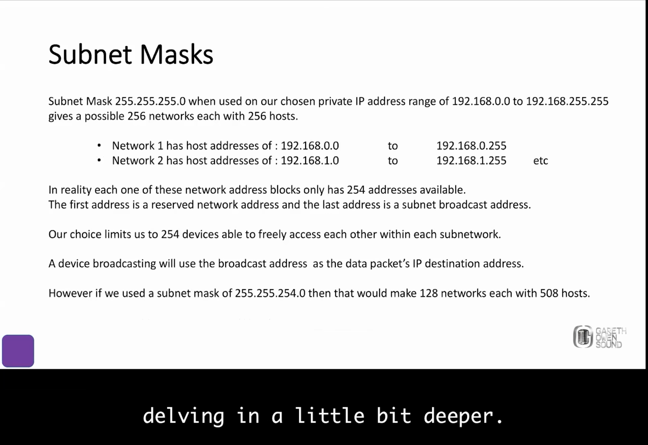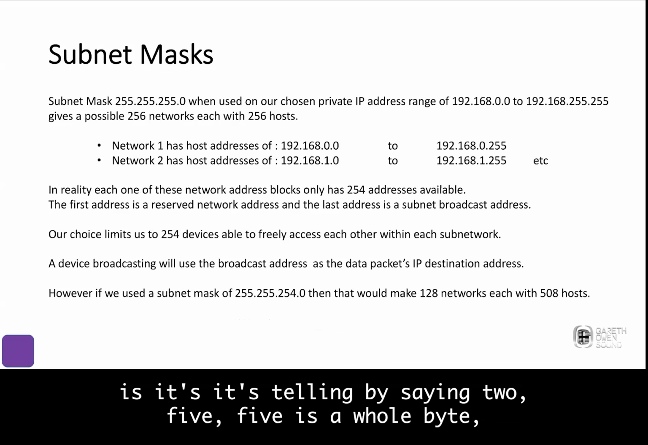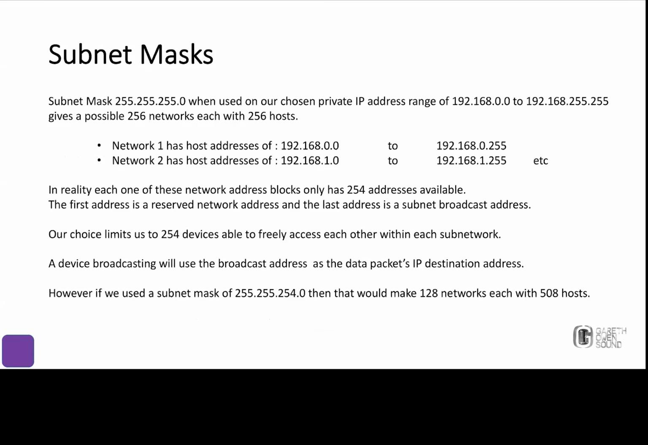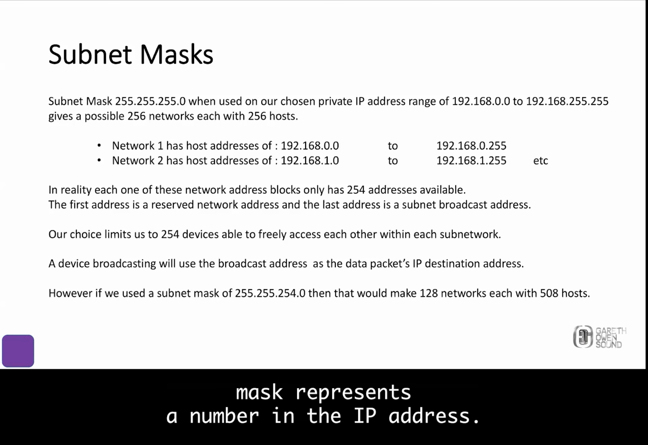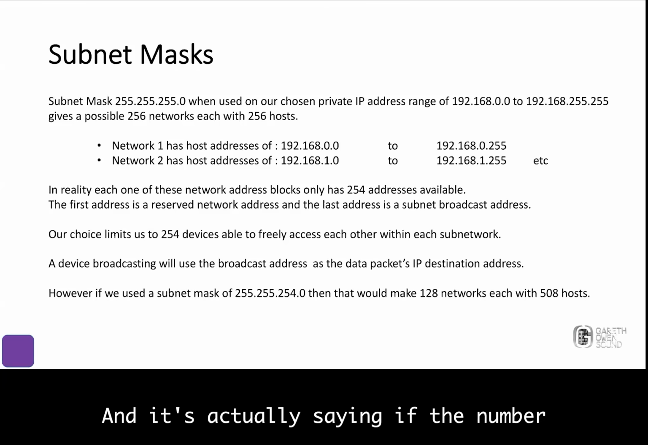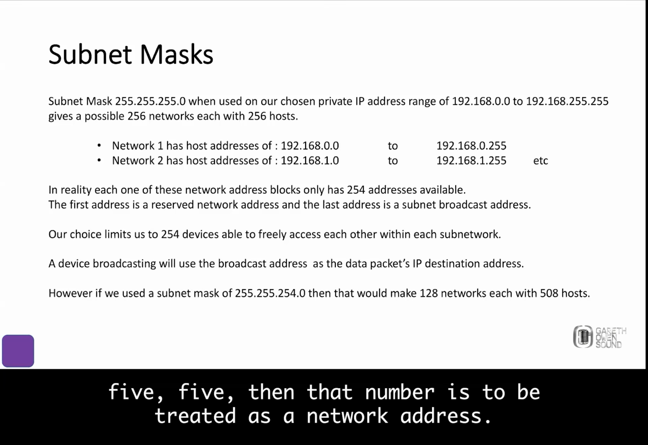Delving in a little bit deeper, by saying 255 is a whole byte, each one of those numbers in the subnet mask represents a number in the IP address, and it's actually saying if the number is an on, a 1, 255, then that number is to be treated as a network address.